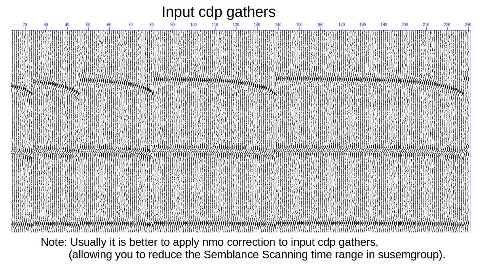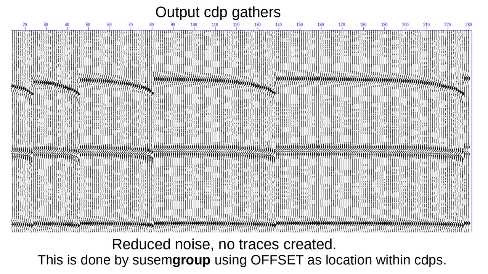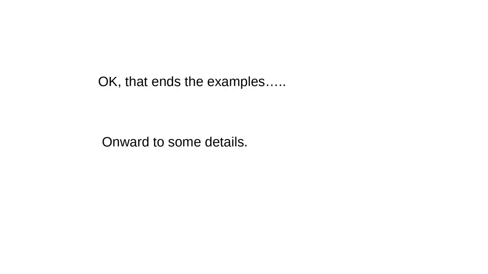This shows some CDP gathers with the traces within the gathers sorted by offset distance. The CDP gathers after noise reduction using offset as the trace locations within the CDP gathers. Now for some details.